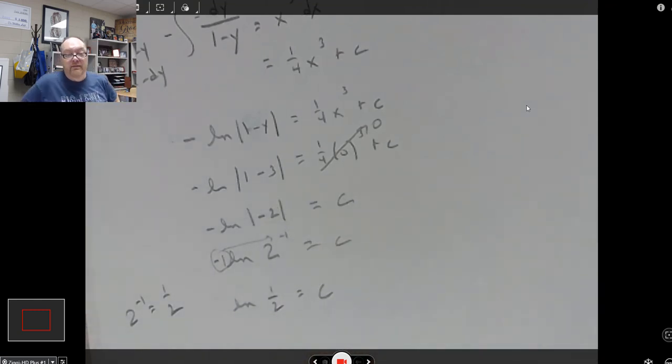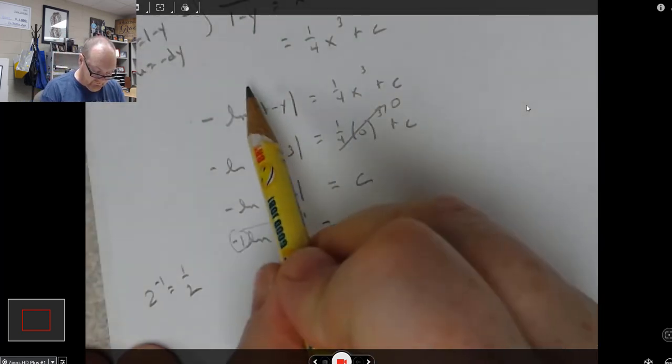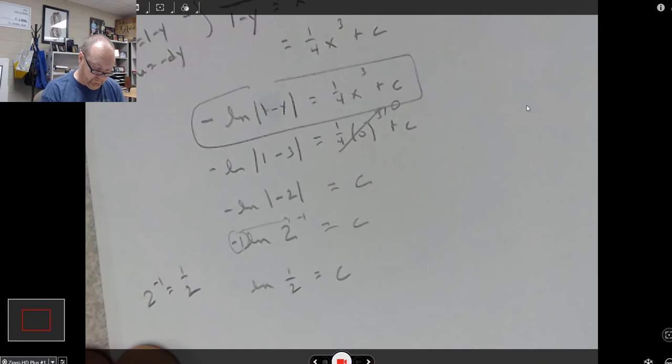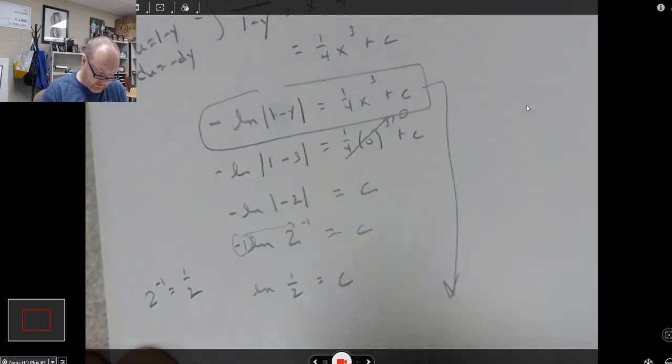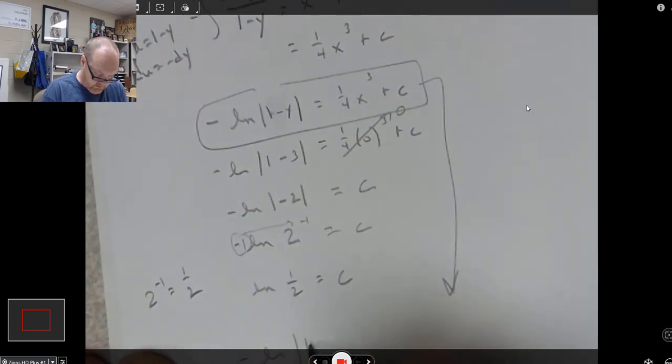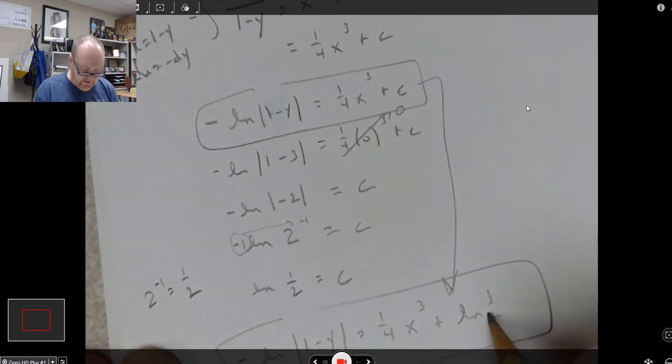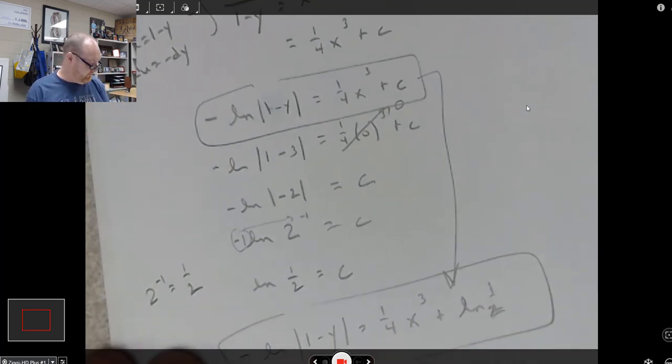Now, I don't know what the value of the natural log of a half is. My calculator does. It's not even necessary. I'm going to go back and make that substitution back into this box. And here is my answer. There's probably some cleanup we can do there. I'm going to leave it and move on.